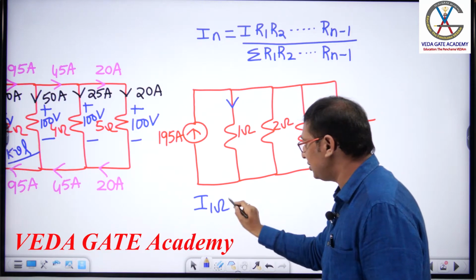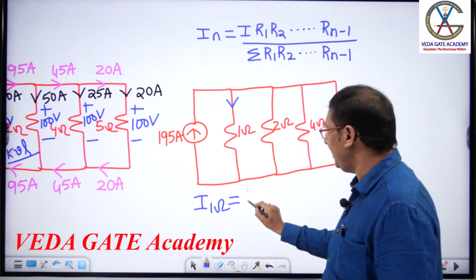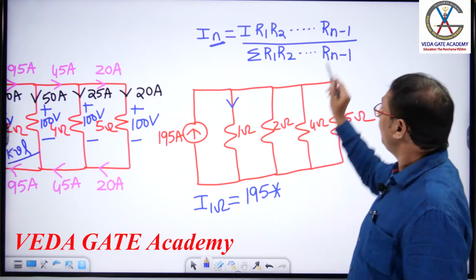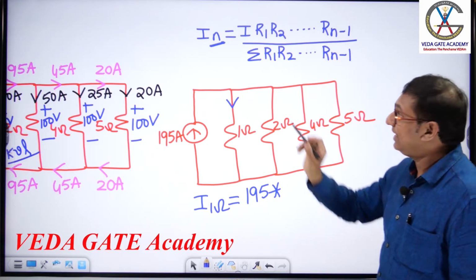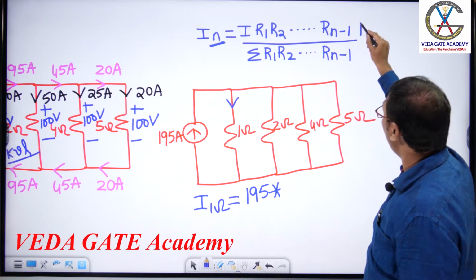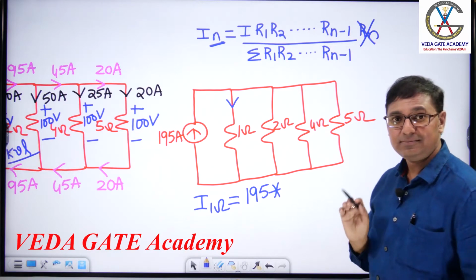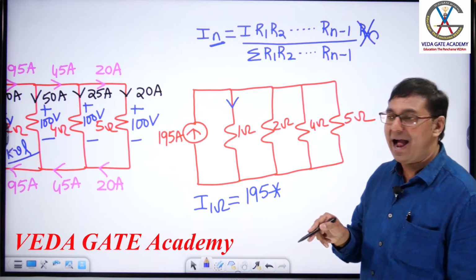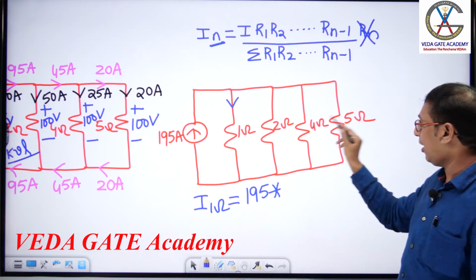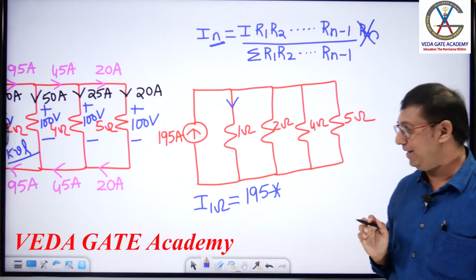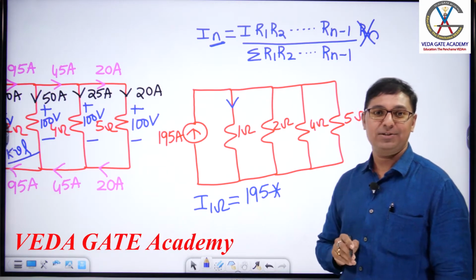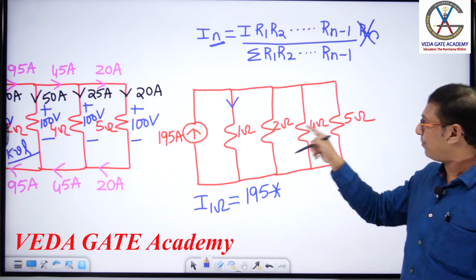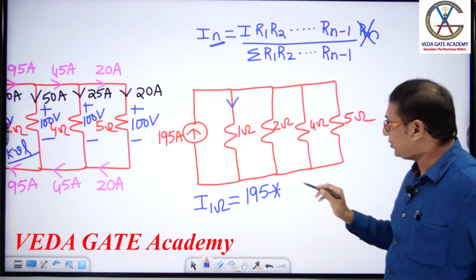Current in the 1 ohm branch equals total current 195 into, now here I want current in the nth branch. We don't have the Rn branch here. Means in whichever branch we require current, except that branch, total current into the product of remaining resistors. I repeat my statement. I want current in the 1 ohm branch. Total current into, except the 1 ohm branch, take the product of other resistors, which is what here?